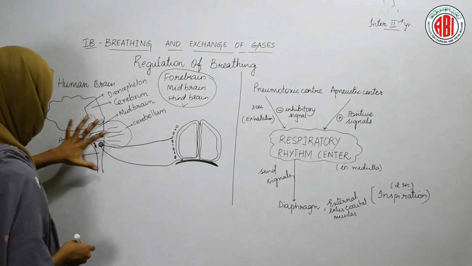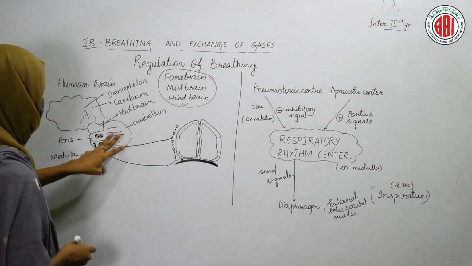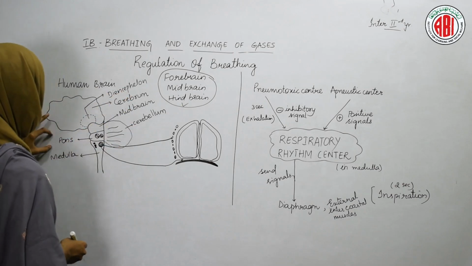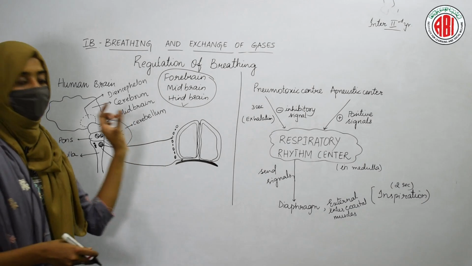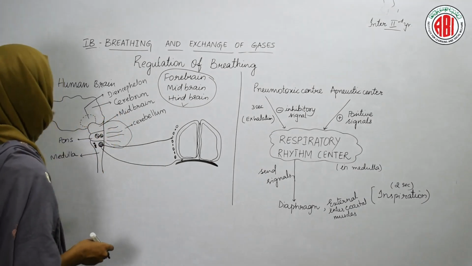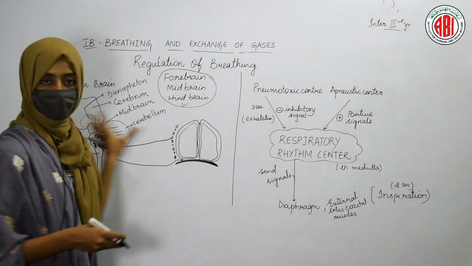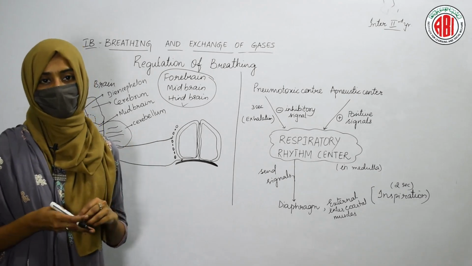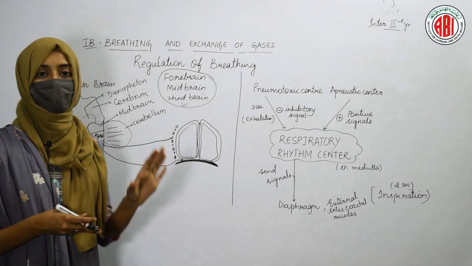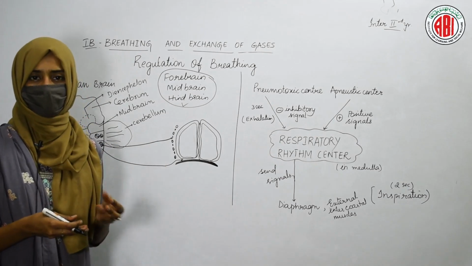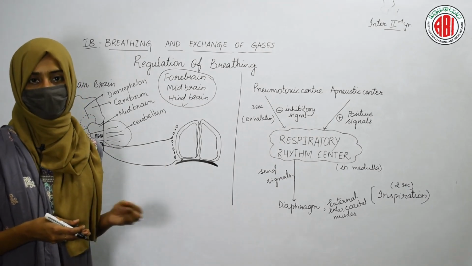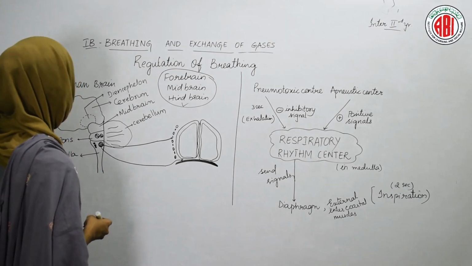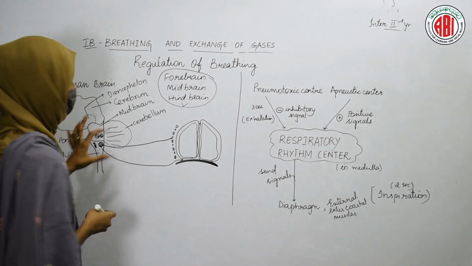In the hindbrain we know that three different parts are present: cerebellum, pons and medulla oblongata. In the medulla oblongata, some nerves are present. In the brain, many nerve cells are present. Nerve cells are the functional unit of our central nervous system, right? Neurons are nothing but nerve cells, the cells which are present in the brain.